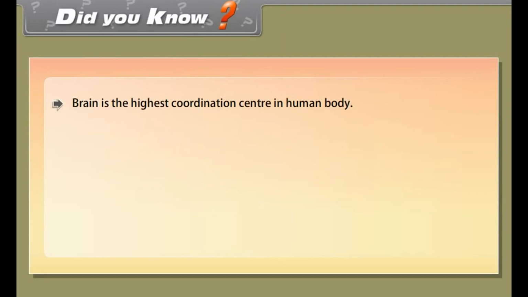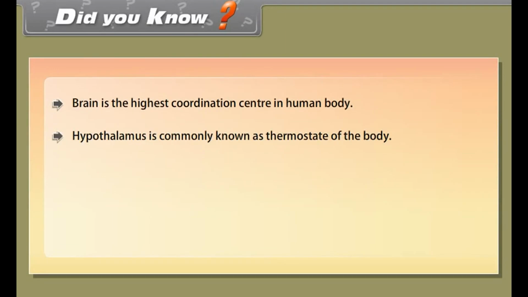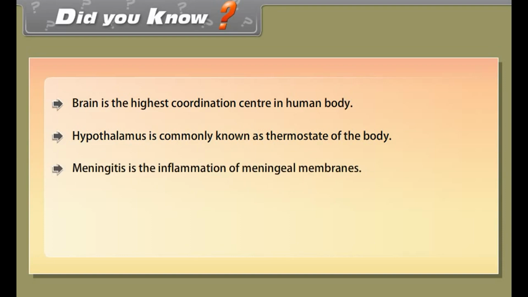Did you know? The brain is the highest coordination center in the human body. The hypothalamus is commonly known as the thermostat of the body. Meningitis is the inflammation of the meningeal membranes. The cerebellum is also known as the little brain.